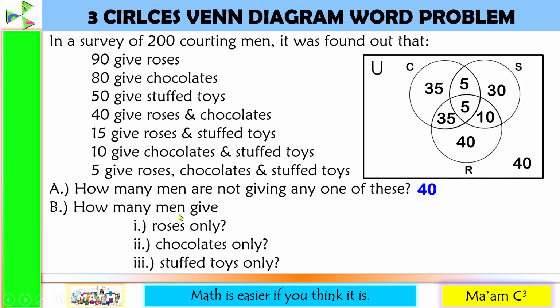Next, how many men give roses only? So just roses, no intersection with the other set, and that is 40. How about chocolates only? That would be 35. And stuffed toys only? That would be 30.